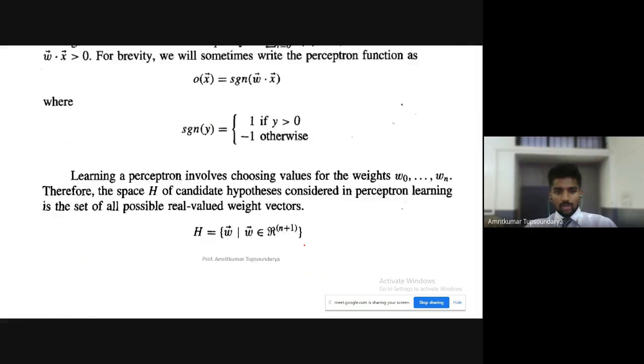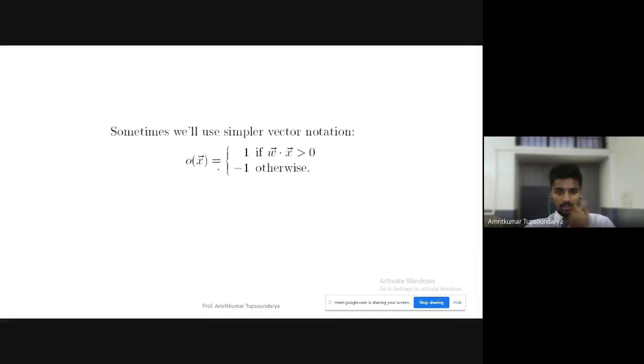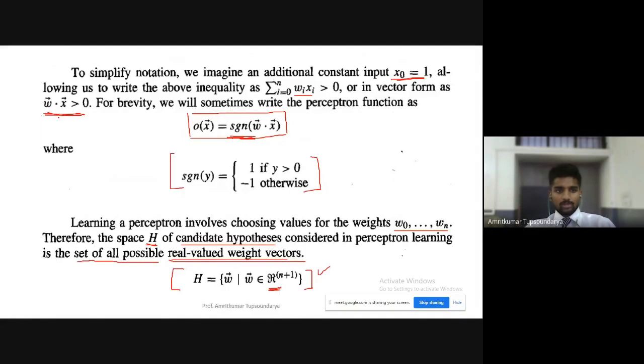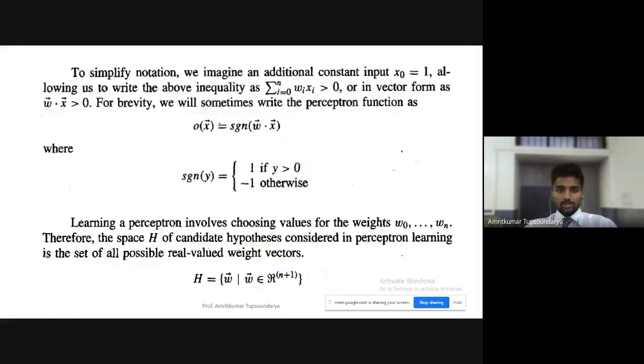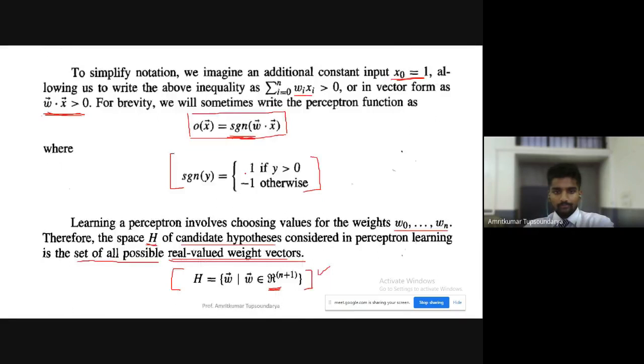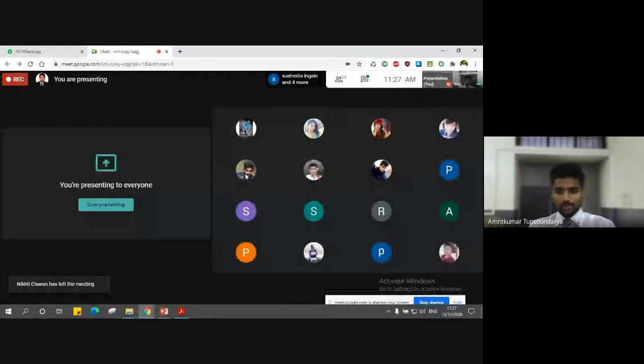Another way to represent this is simple. As you can see, we have replaced the simple summation with a vector. That means we can also represent the notation like this: the output of a vector x is equal to 1 if it is above the threshold, and otherwise minus 1. What is this threshold? We have already seen it in the previous slide. So, any doubt so far? Anybody? Before we proceed ahead.